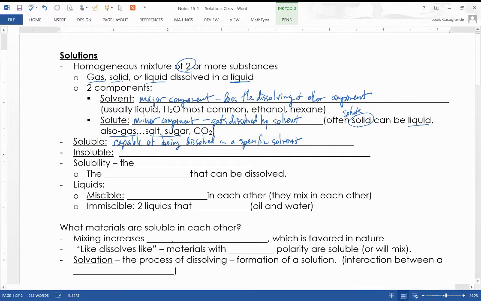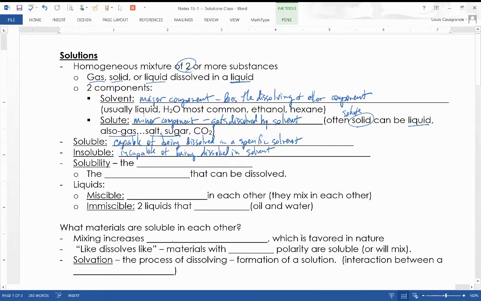It's incapable of being dissolved in that solvent. Okay, so soluble and insoluble are the adjectives.